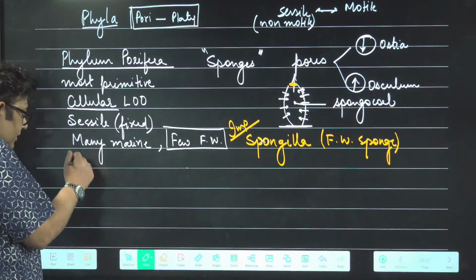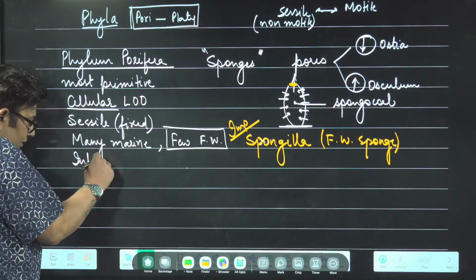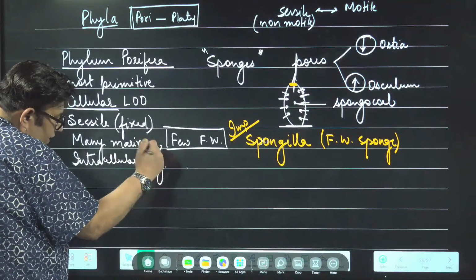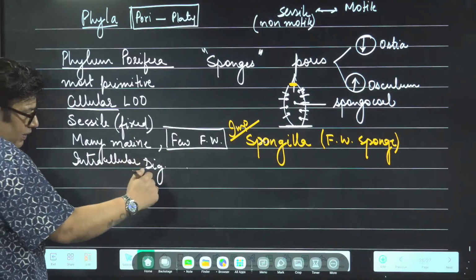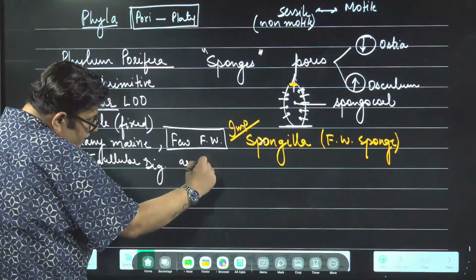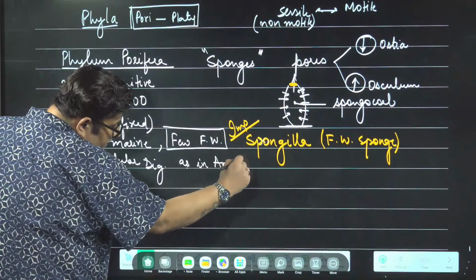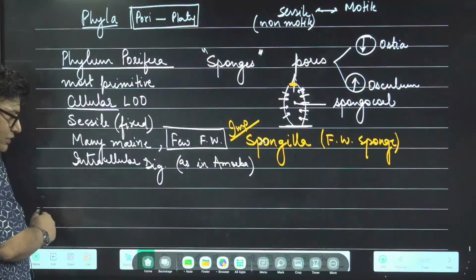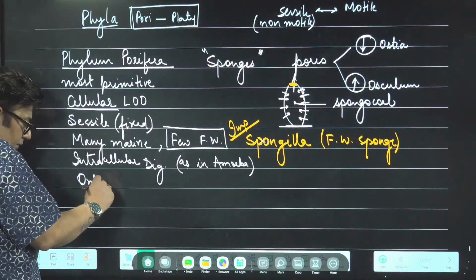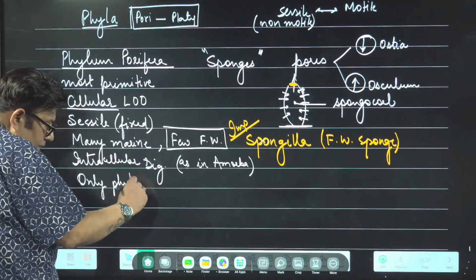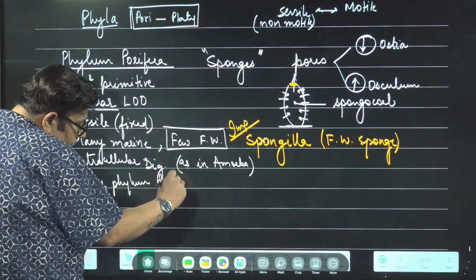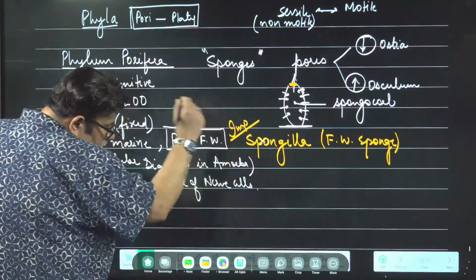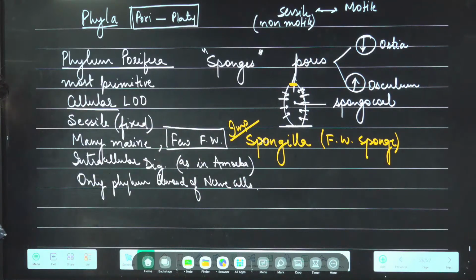The only phylum which has intracellular digestion. Digestion inside the cell, just like in amoeba. Just for your reference, just like you have done in amoeba, same intracellular digestion. The only phylum devoid of neurons, nerve cells. No nerve cell is found in this phylum.